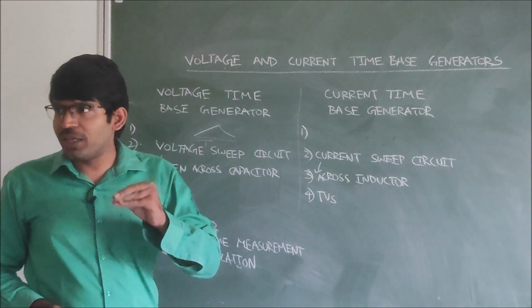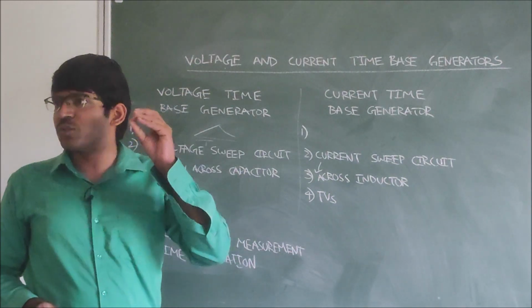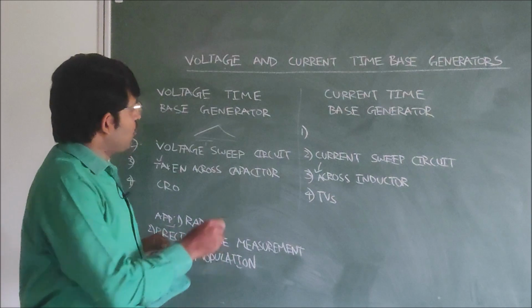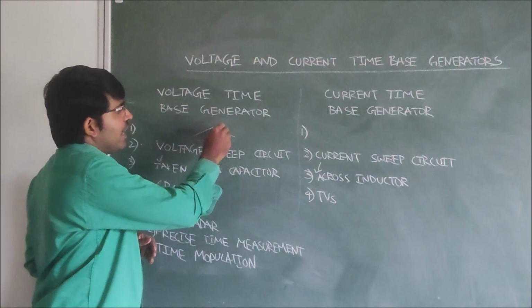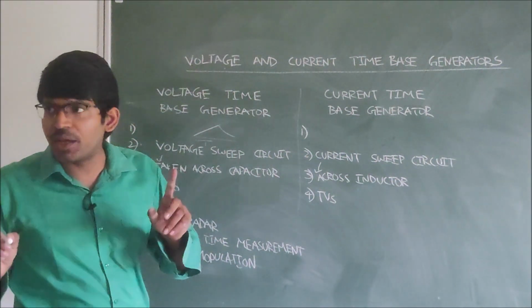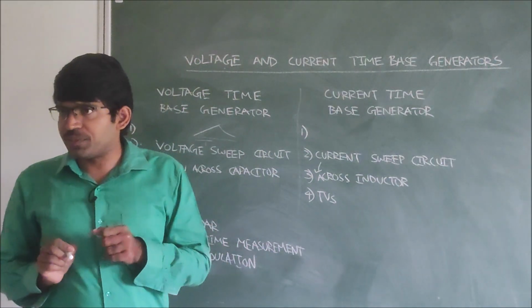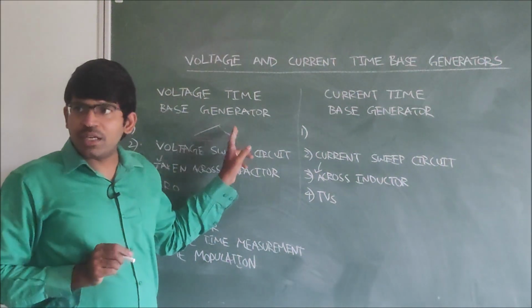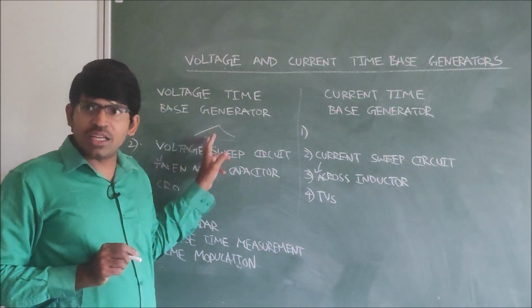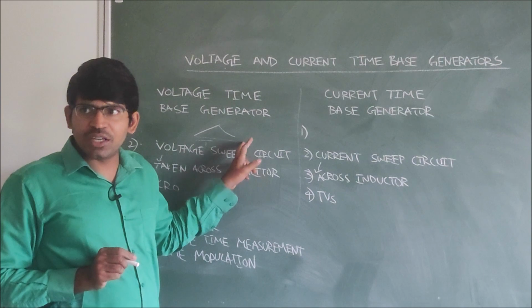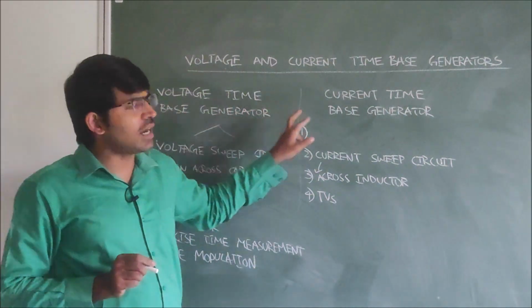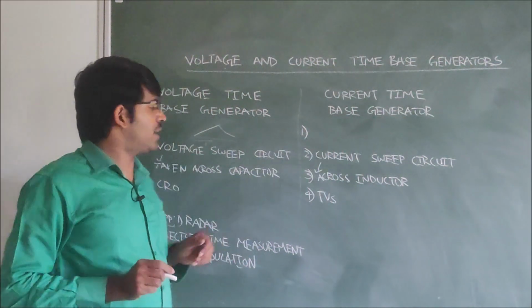If the circuit is generating the sweep voltage waveform, which increases linearly and reaches its initial value within a time period t, then it is called a voltage time-based generator. If that circuit generates the current waveform which increases linearly and reaches its initial value within a time period t, then that is called a current time-based generator.